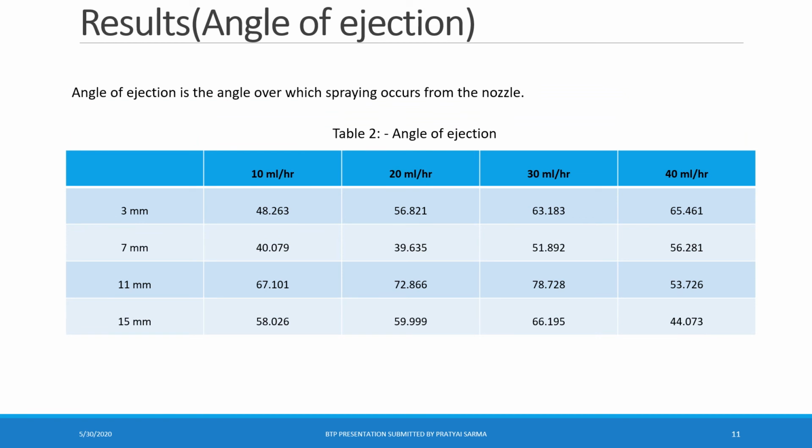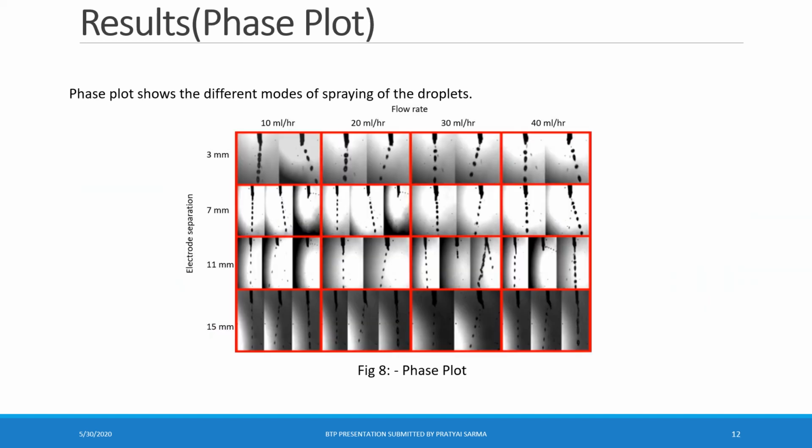Another important parameter is the angle of ejection. It is the angle over which spraying occurs from the nozzle. The angle of ejection for the various combinations of flow rates and electrode separation are tabulated as shown. We also constructed a phase plot to show the different modes of spraying of the droplets. Here we can see the different spraying modes like the vertical spraying, the sideways movement of the droplets and the horizontal movement of the droplets. Also the formation of some large droplets, mainly for the larger electrode separation.